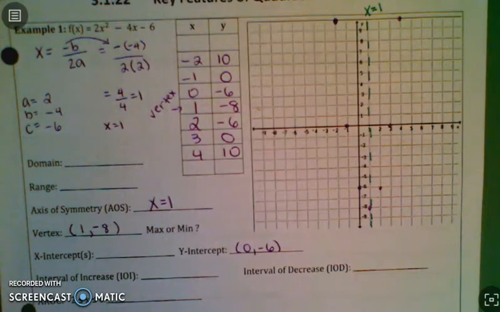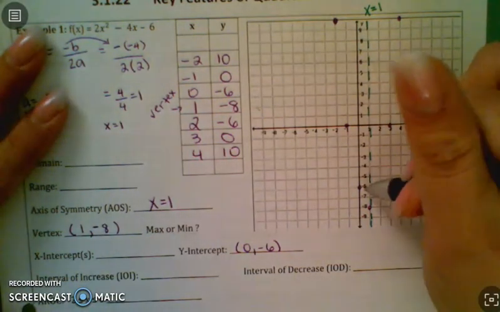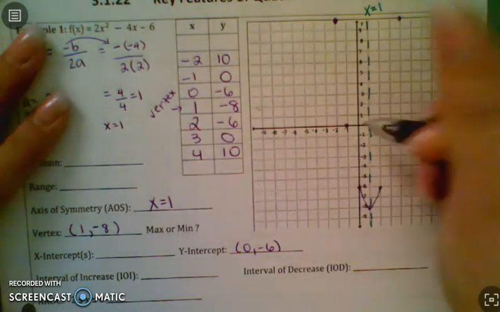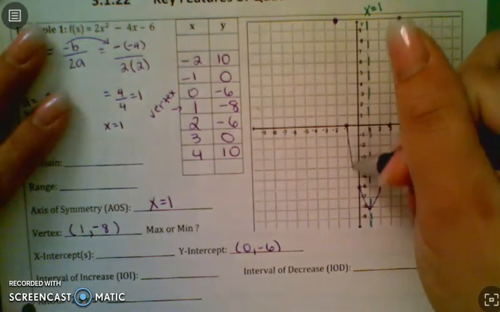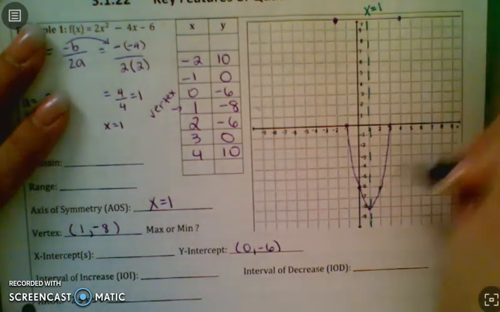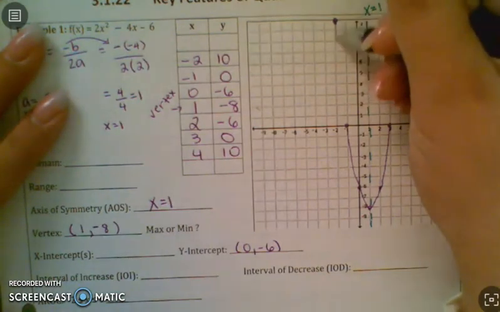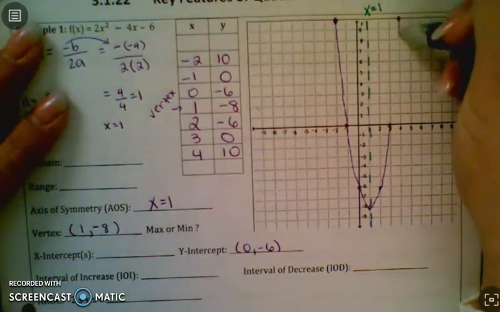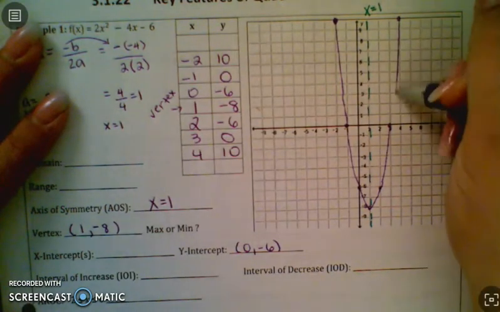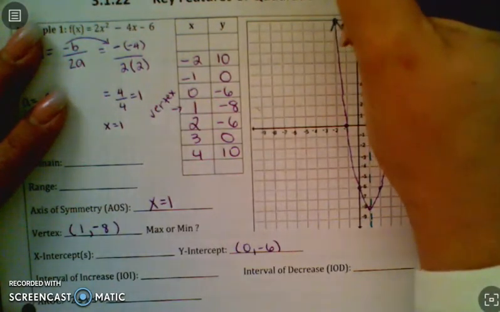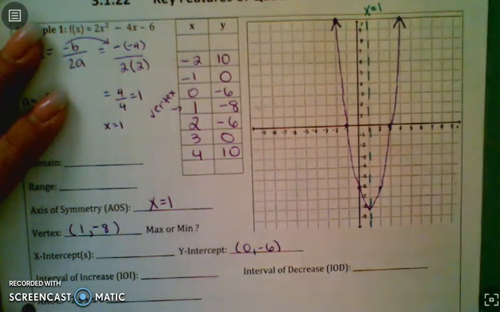So once you have your points plotted, go ahead and connect. And remember, it's going to be a U shape. So try your best. I know when they're far away, it's hard. And then don't forget to put your arrows at the end.